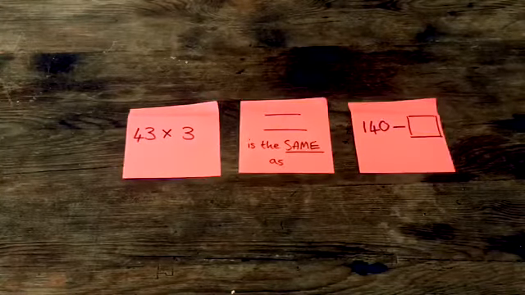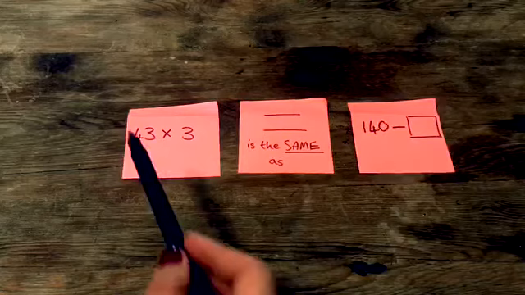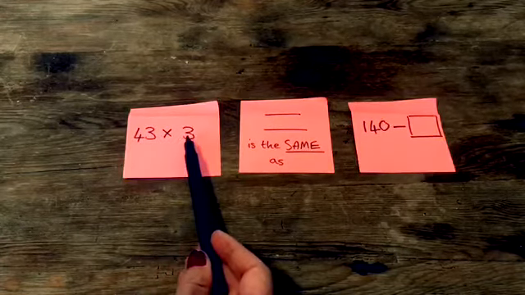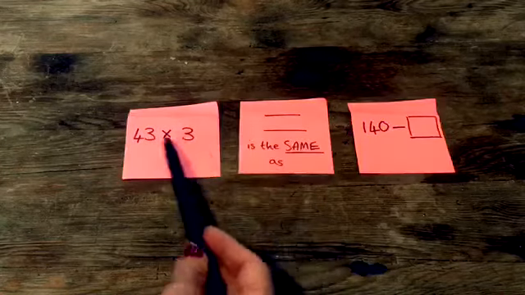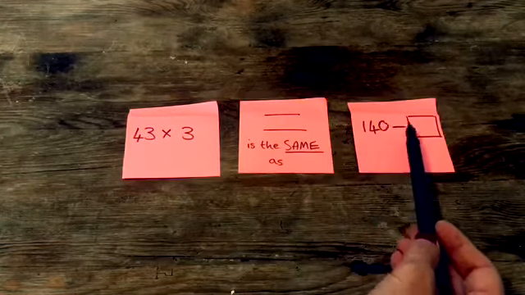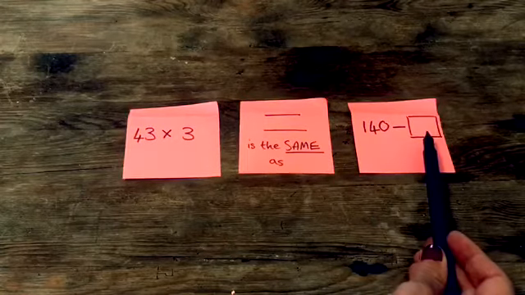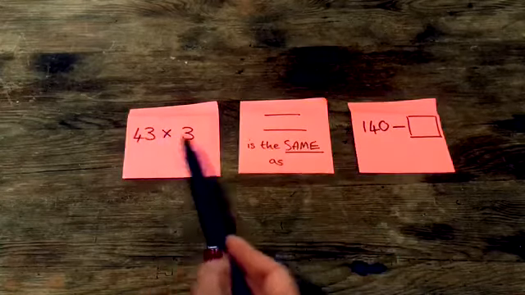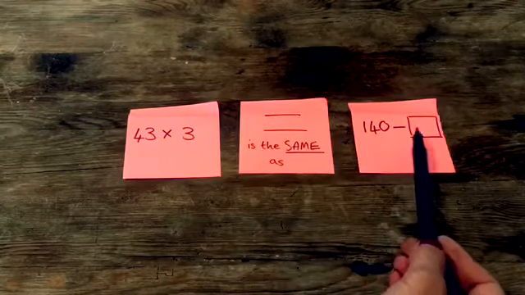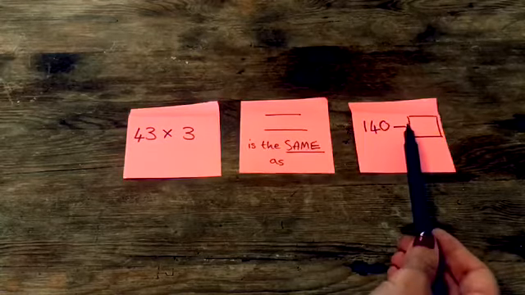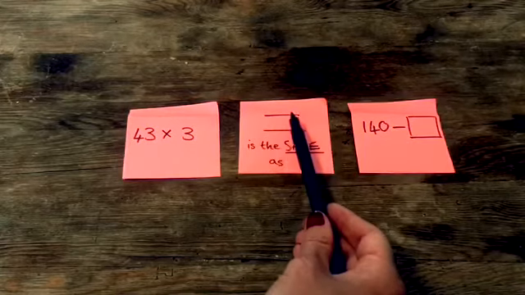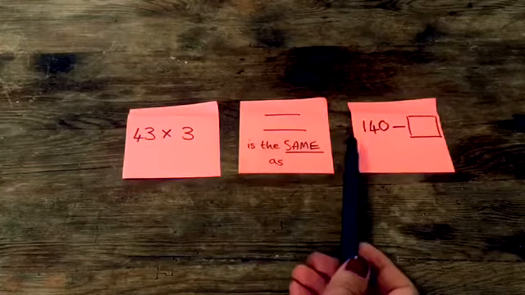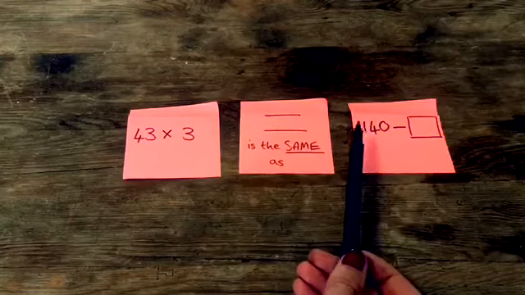Here's another example of balancing an equation. So here we have 43 lots of 3, 43 multiplied by 3, equals 140 subtract, and there's a missing number here. There are two parts to working this out. First of all, we need to work out what this side is worth, and then we can work out what's missing over here. Remember that this symbol literally means that both sides are worth exactly the same.